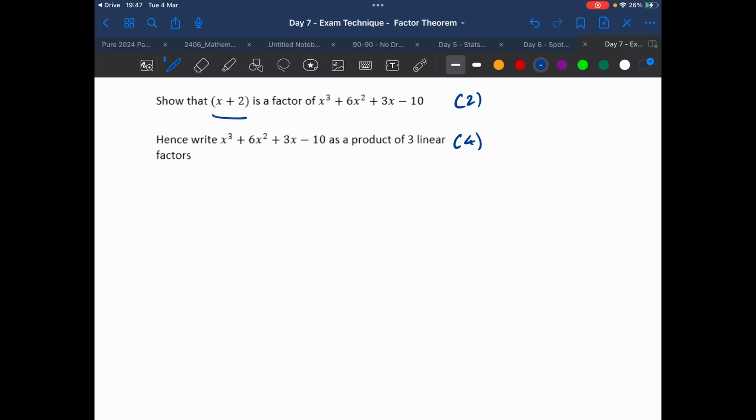Show that x plus 2 is a factor of all of this stuff over here. So this one here is a really, really popular standalone question. So how are we going to answer this one here? Well, the factor theorem says that if x plus 2 is a factor of all of this, it means that if you put minus 2 into all of this stuff here, you should get the answer of 0. That's what it means. Doing just that will not be enough, though.